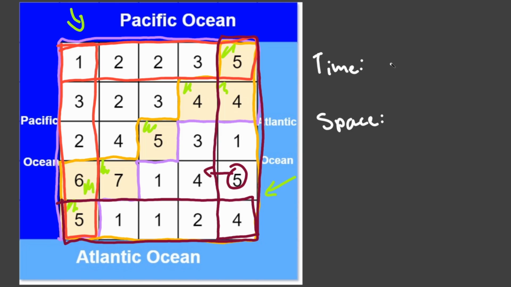Our time complexity for this algorithm is going to be O of n times m because we're visiting every single coordinate in this grid here. And our space is also going to be O of n times m because we could potentially store every single coordinate in our sets. So now let's get into the code.